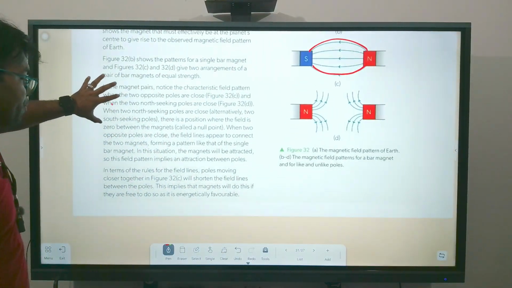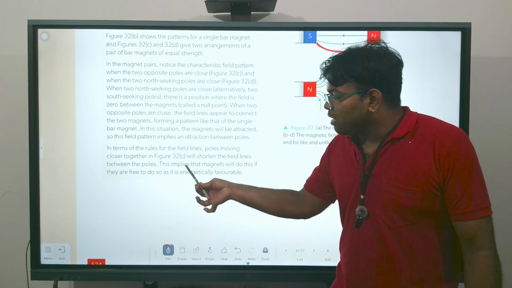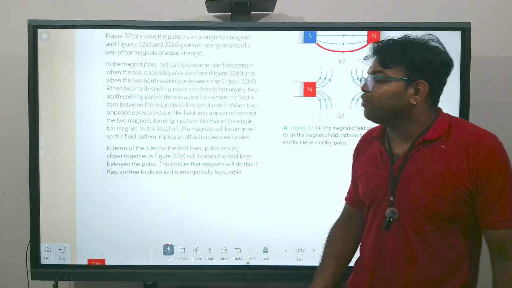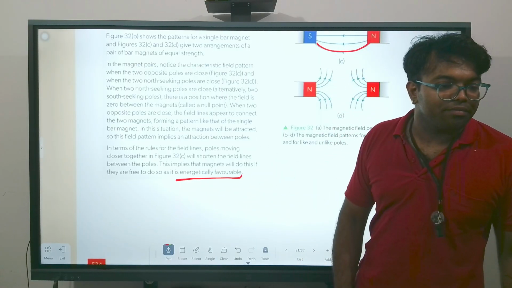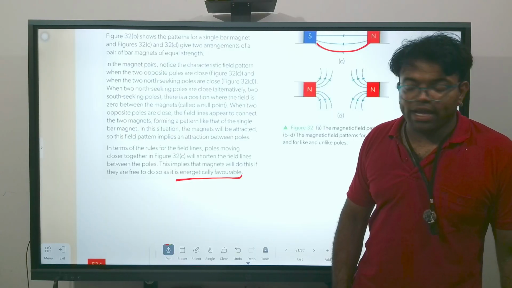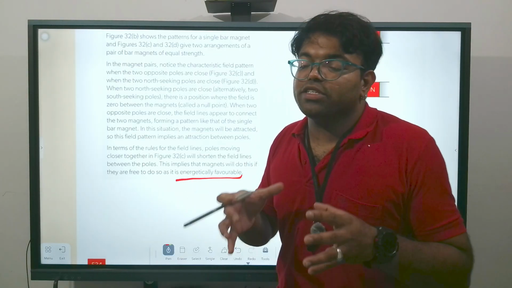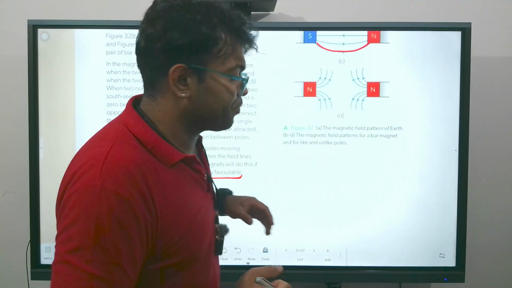Okay, let's move on. This is what they have written at the end: this implies that magnets will do this if they are free to do so, as it is energetically favorable. That is the reason why opposite magnetic poles always try to attract each other.